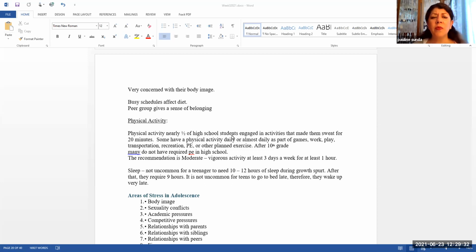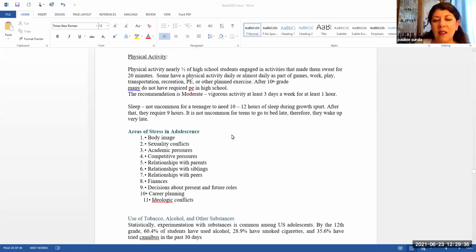I already mentioned this before, their peer group does give them a sense of belonging. Let's talk a little bit about physical activity. Nearly half of students engage in some type of activity that made them sweat for 20 minutes. Some have physical activity daily or almost daily as part of games, work, play, transportation, recreation, PE, or other planned activities. After 10th grade, though, many do not have required PE in high school.